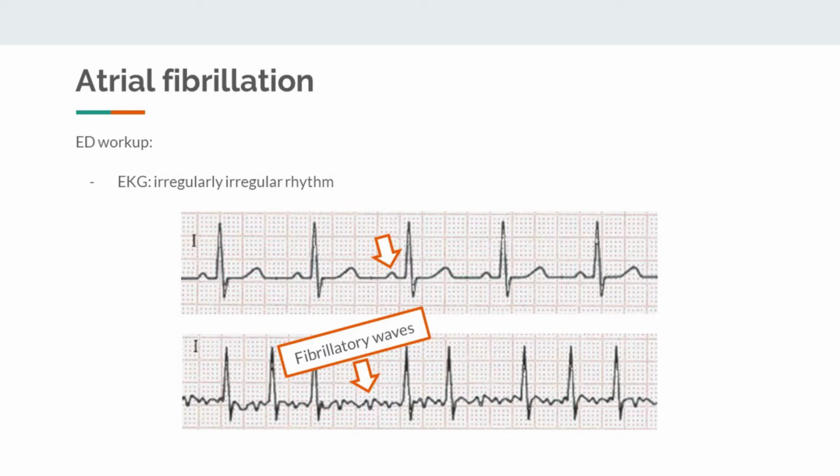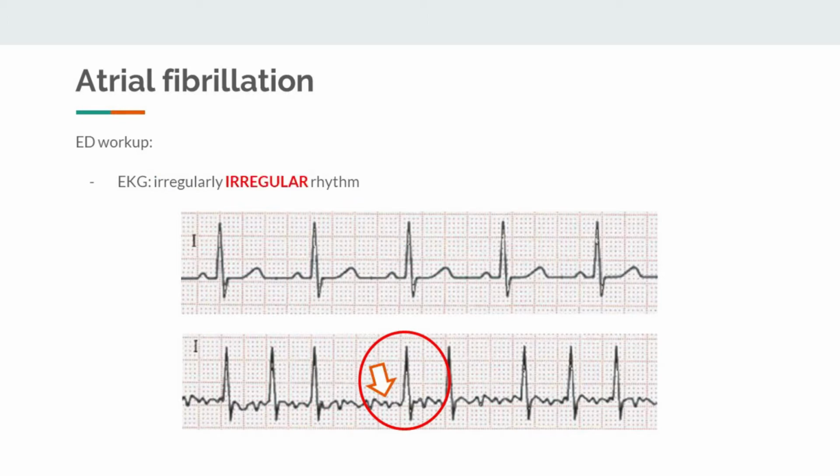AFib is described as being an irregularly irregular rhythm. If we look at just one heartbeat, there is no normal P wave, so it's considered to be irregular. While the AV node was doing its best to limit the number of impulses getting down to the ventricles, some were still able to get by. This happens at irregular intervals as shown by the varying spacing between the heartbeats. This is why AFib is described as being an irregularly irregular rhythm. The irregular heartbeat is occurring at irregular intervals.